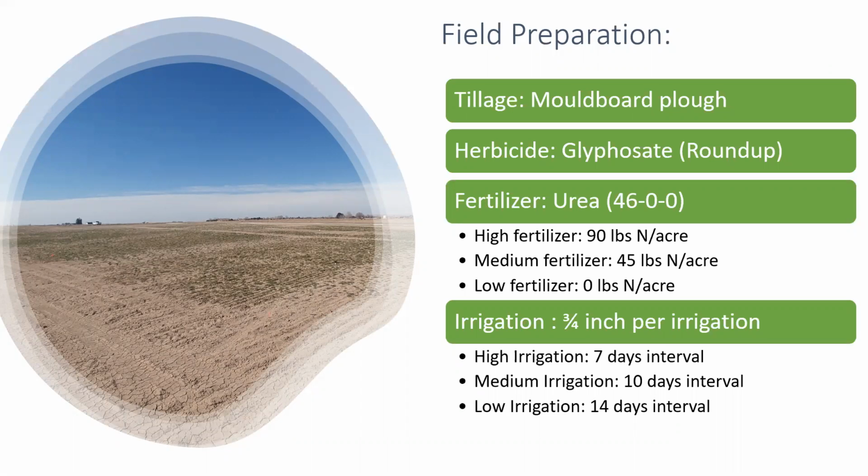We used urea having 46% of nitrogen as our fertilizer. Low, medium, and high level of fertilizer was maintained at 0, 45, and 90 pounds per acre of nitrogen. After fertilization, a round harrow was used to distribute it evenly throughout the field and also to level the land so it will be easier for us for cultural practices. The seeding was done with a mixed cover crop seed.